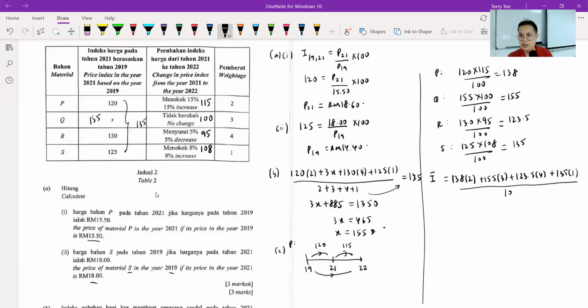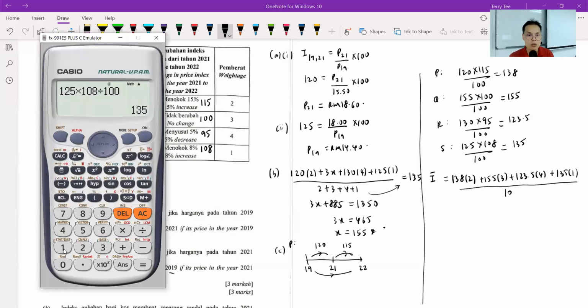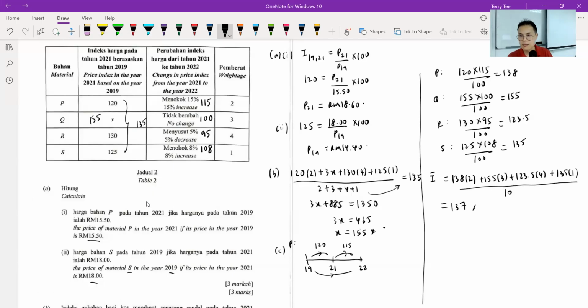Total weightage is 10. I'm just going to write 10 straight away. So 138 times 2 plus 155 times 3. Next, 123.5 times 4 and 135. Divide by 10, I got 137. Right? My index is 137. Okay, next, the last part.